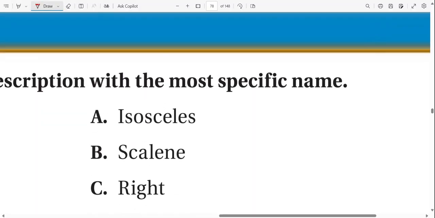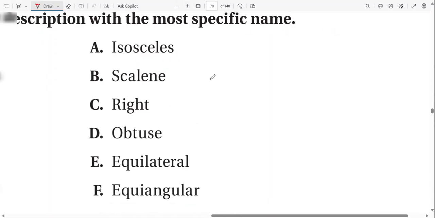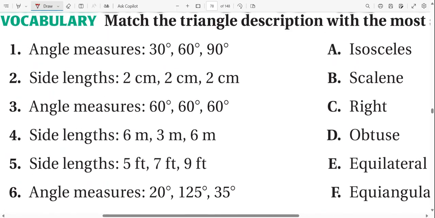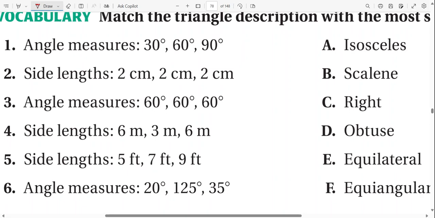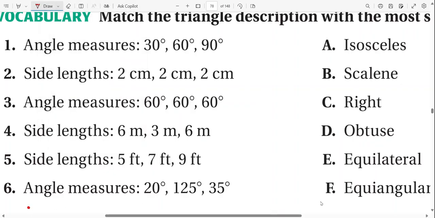All right, real quick here. Let's see. Come up with the most specific name for 1 through 6. All right, if the angle measures are 30, 60, 90, what kind of triangle is that? Yes. Right triangle. Very good. Which one makes it right? The 90 degree. Very good. That's a right.